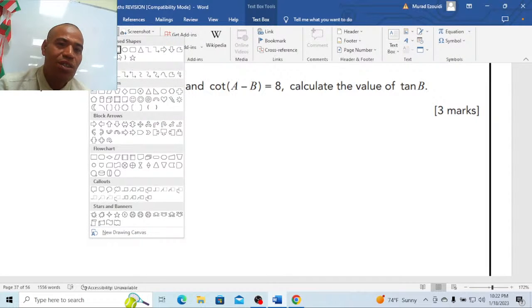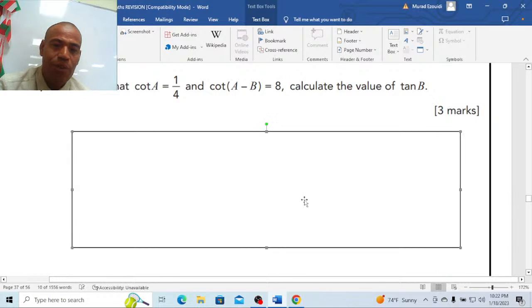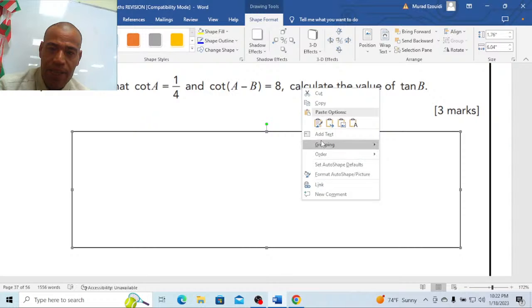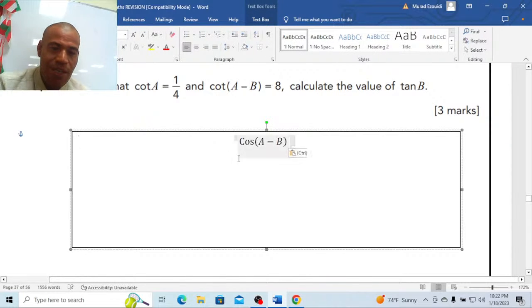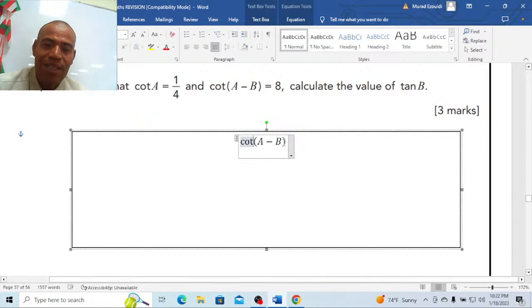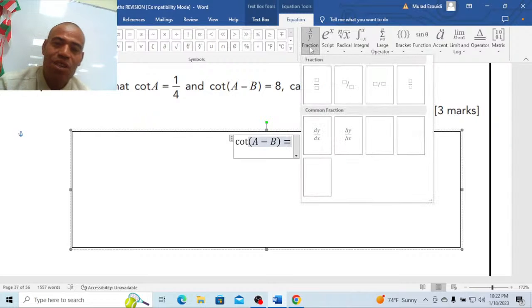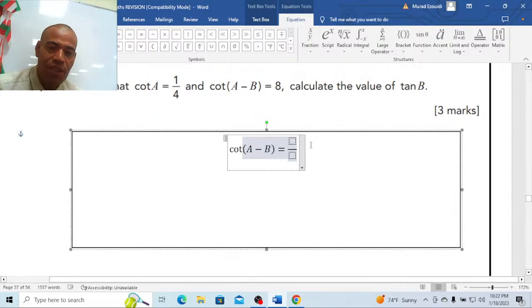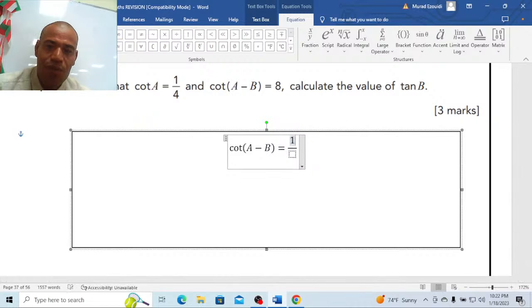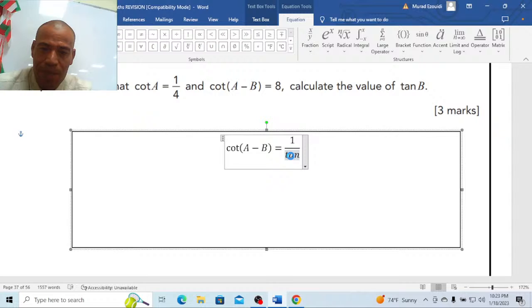We are told that cotangent of A is equal to 1/4. This detail is given. I'll insert text. So I will write cotangent of A minus B, learners, is exactly equal to 1 divided by tangent of A minus B, simply because cotangent and tangent are called reciprocal functions. I'll write 1 over tangent, between parentheses, A minus B.